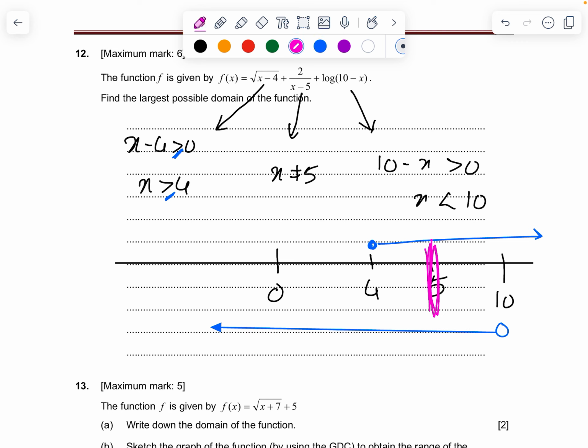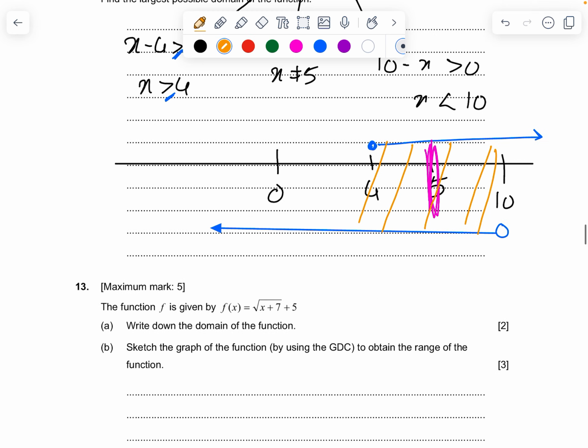Now, where is the common region? You can see the common region is between these two numbers. So it is from 4 to 5. 4 is included, square bracket. There is a break at 5, then 5 to 10. 10 is not included. If you don't want to write like this, you can write that x lies between 4 to 5, but 5 is not included. Then again x lies between 5 to 10. That's going to be the answer.